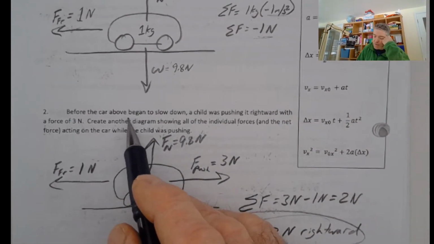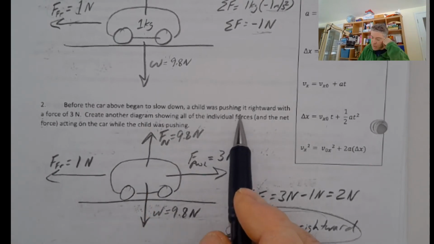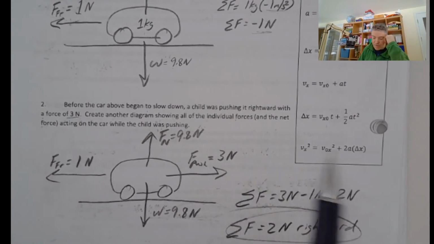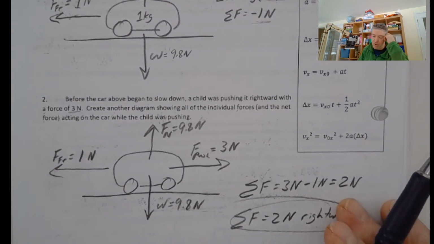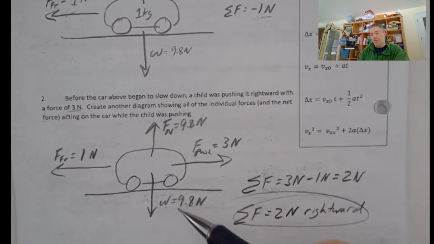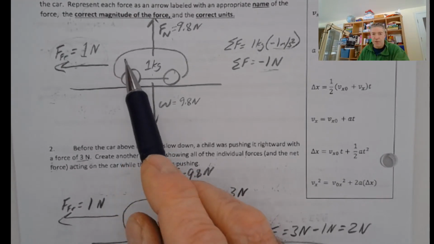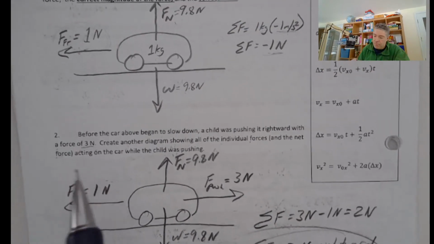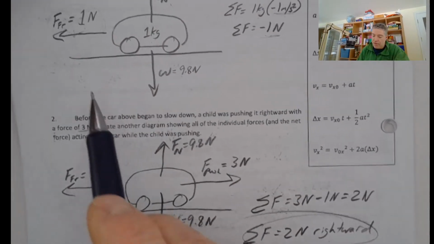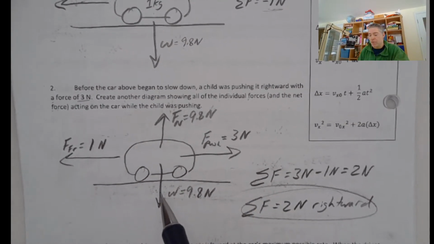Second picture, this is the before, so this is the prequel to that. Before the car began to slow down, a child was pushing it rightward with a force of 3 newtons. Create another diagram showing all the individual forces and the net force acting on the car while the child was pushing. All right, well, this is not really a great question. So the teacher was thinking that people are going to figure out that there was friction before, but like I said, that could be interpreted as being drag, not friction. So it would have been a good idea if it said this is a force of friction, and the force of friction is constant regardless of the speed of the car, which is kind of a property of friction but not of drag.